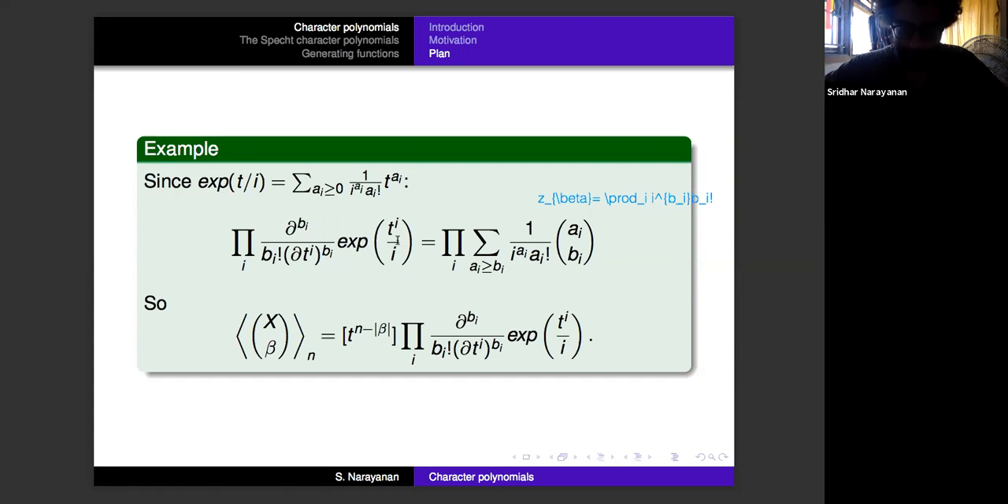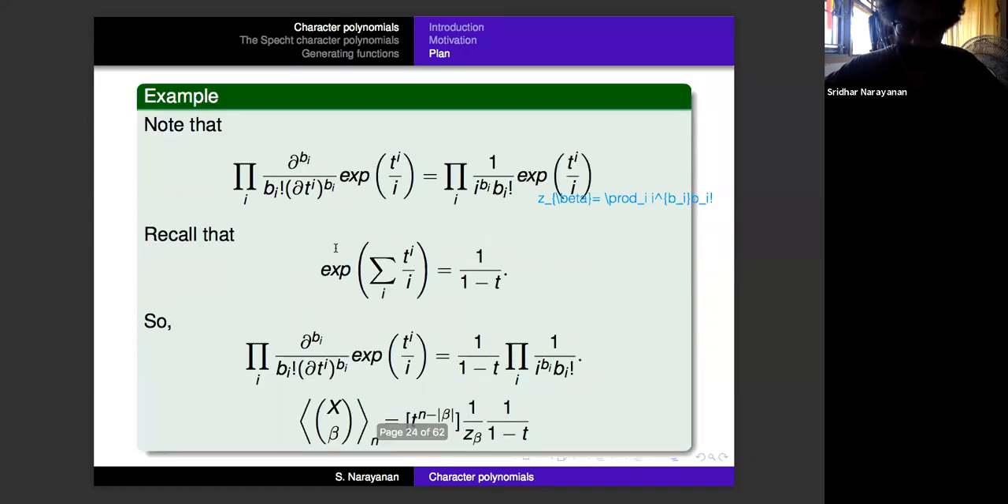Every time I differentiate, I'm differentiating with t raised to i, remember, it's not with respect to t. So every time I do this differentiation, I just get an i term outside. So I'll get in total i raised to b_i. And then the term inside the exponent won't remain. The exponent will just be unchanged. So I'll get this.